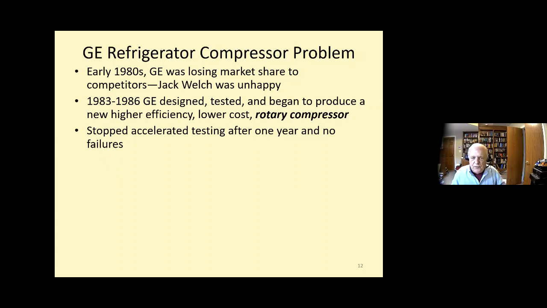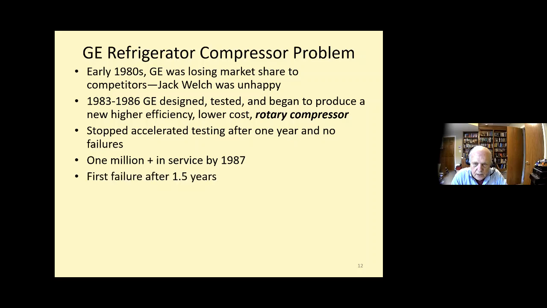So they did all the usual things, including running an accelerated test where they tested a very large number of these rotary compressors. And they tested for 1 year and they saw no failures. So a decision was made to launch the product. And by 1987, they had more than 1 million of these units in service. However, 1.5 years after the first units were put into the field, they had their first failure.